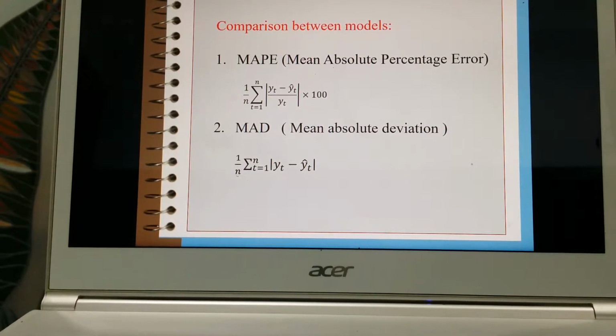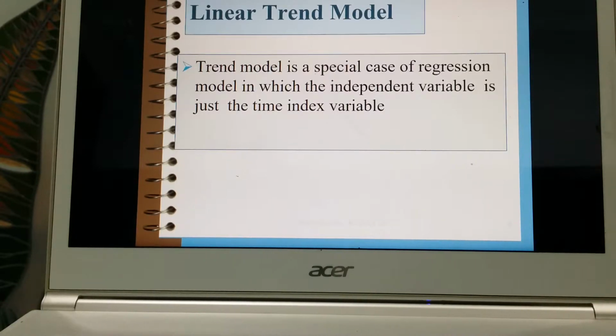To compare which is the best model, we use mean absolute percentage error and mean absolute deviation. So the model with the lowest value of MAPE and MAD will be considered the best model. The first model is the linear trend model. Basically, the linear trend model is a special case of regression model in which the independent variable is just the time index variable.